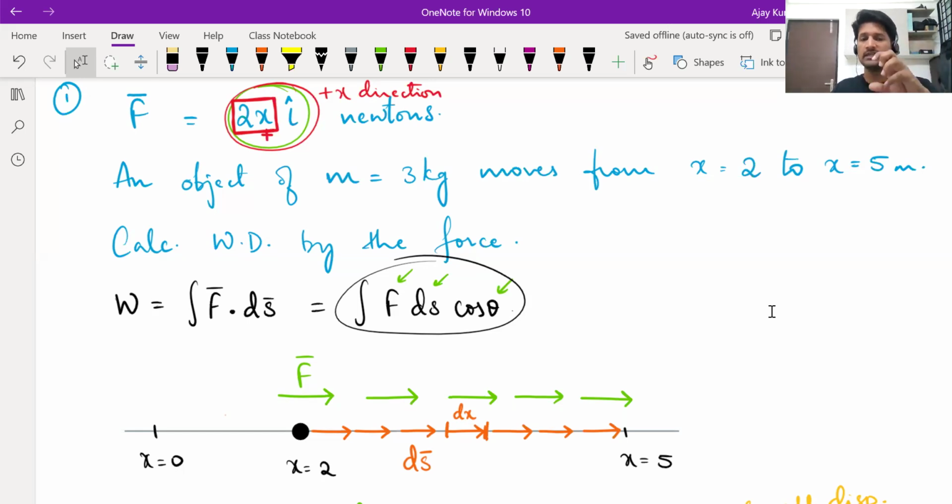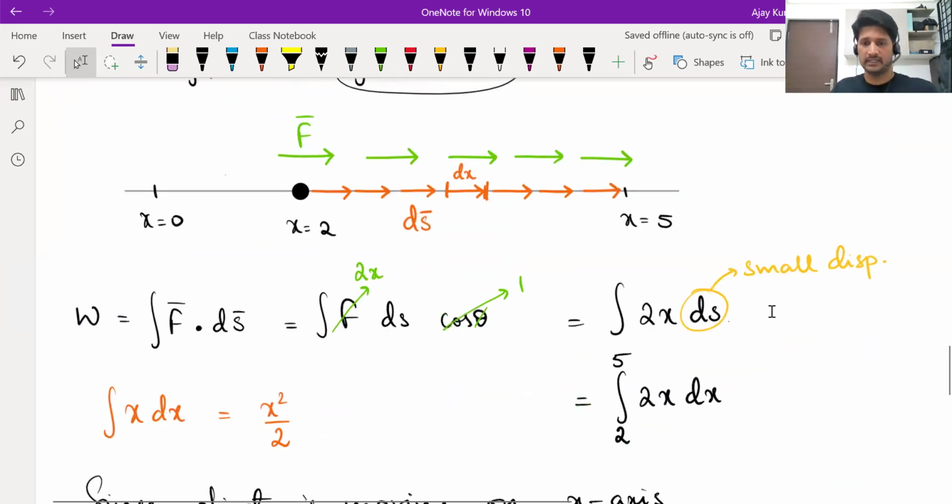The force was 2x i cap. X coordinates are all positive. That's why magnitude is 2x. We can take it as it is. Okay. And how did we replace ds with dx? There is a reason behind that. You can't blindly do that.